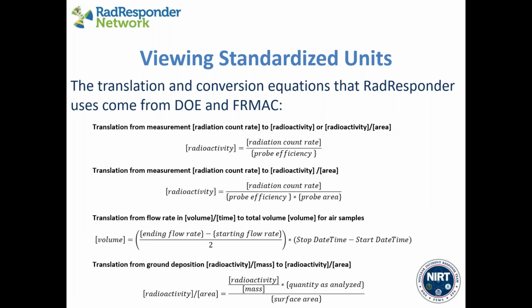Now, a question that we've had come up is if it's dose versus exposure rate, those aren't a one-to-one conversion. And so the translation and conversion equations that RadResponder uses comes from DOE and FIRMAC. So if you specify a unit that we cannot convert, such as flow converting to time, it will show as being null. However, we do take the other information into consideration that's associated with your reading. So for example, probe efficiency, probe area, in order to translate or convert those units from one another.